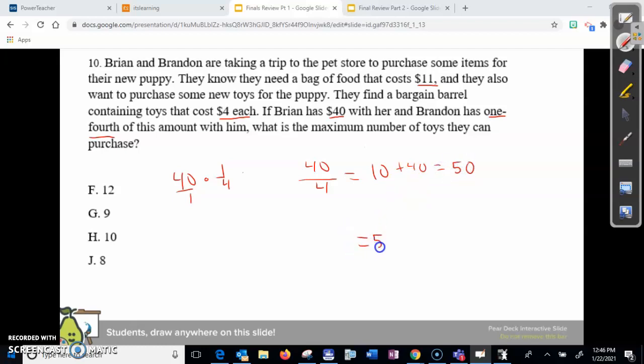So they have 50, and then we look at the important stuff. We know that there's a maximum number. So whenever you hear the word max, that means you cannot exceed that number. So I'm gonna make it as less than or equal to, because maximum, right? The equals to means they can spend 50 but cannot exceed it. Now you have 4x, and then we know the bag of food is 11.